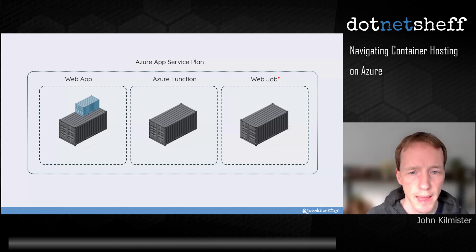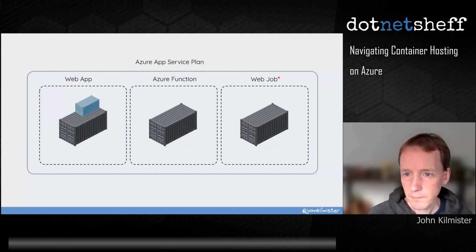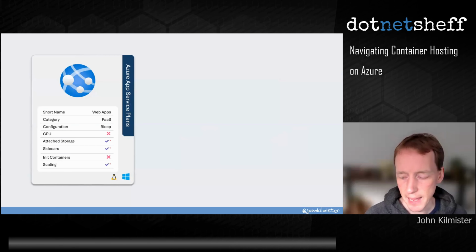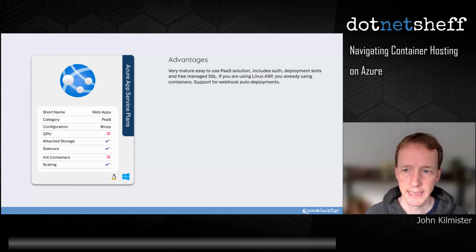Web jobs have a little star there because under Linux they're now GA, but under Windows they're still in preview. But yeah, in essence, they're the same. They don't have any GPU support, and attached storage is limited to Linux only. But the main advantage is that it is a well-established PaaS solution. So you're getting your easy auth, your deployment slots, your free managed SSLs, and much more.